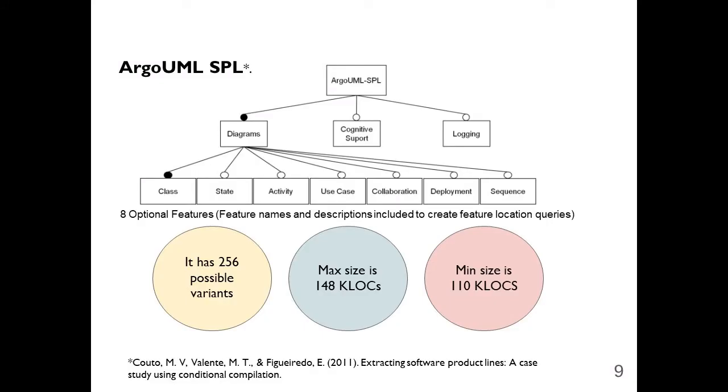First, I'm going to show you some of the features that this test case has. This case has 256 possible variants, and each of those has a mean size of 110 KLOC and also a max size of 148 KLOC. The way that the code's original team did it was through Java annotations on the source code.